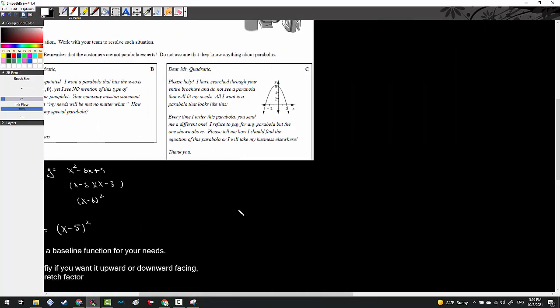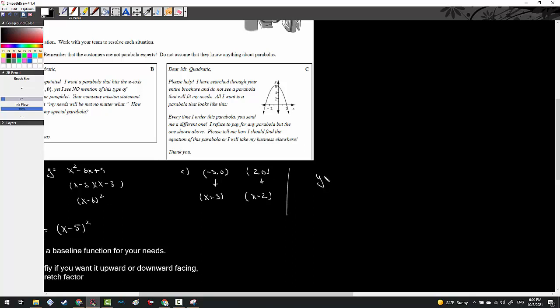In part C, it says, "Please help. I have searched through your entire brochure and do not see a parabola that fits my needs. All I want is a parabola that looks like this." So let's go ahead and get some intercepts here in part C. I'm guessing that it crosses at negative 3, 0 and at 2, 0. We've done this many times before. This is x plus 3. I'll fast forward that. This is x minus 2. I'll fast forward the whole reverse engineering in detail.